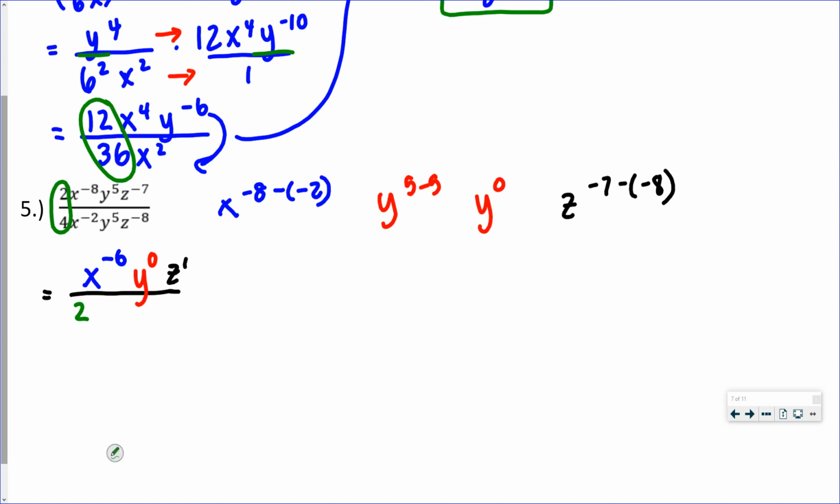So I already reduced my fraction so that 2 stays downstairs. X to the -6 needs to go downstairs, become happy. Y to the 0 is what? 1. And then z to the first is just z. That one stays upstairs because it's a positive power.